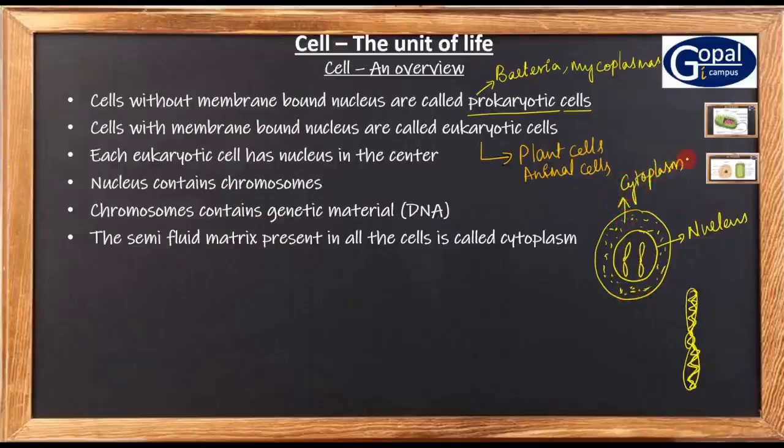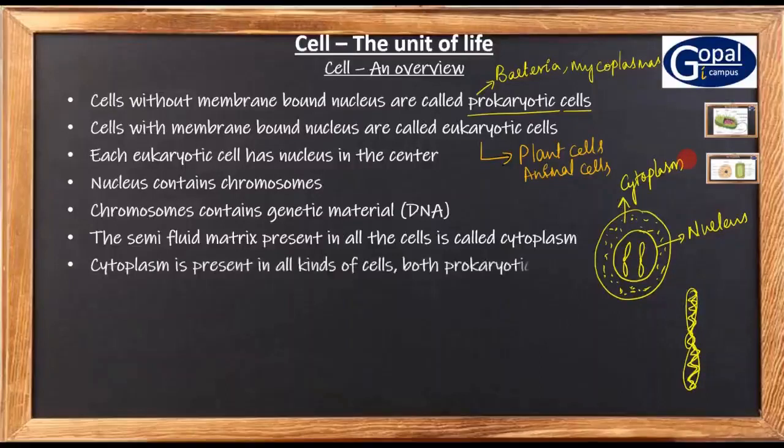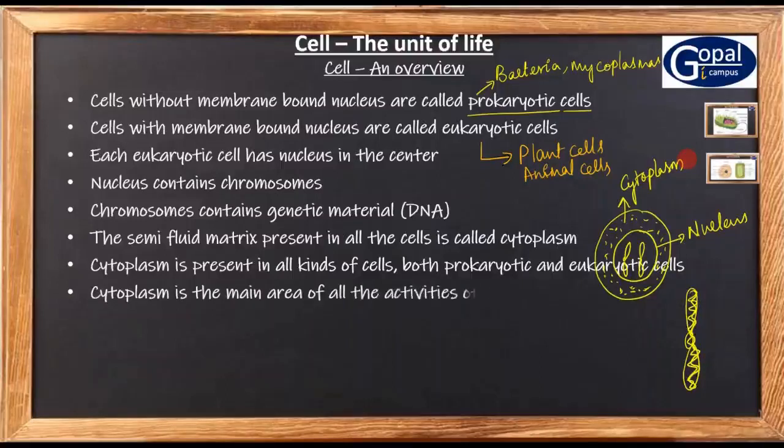The semi-fluid substance is called cytoplasm. And this cytoplasm is present in all kinds of cells. That means it is present in prokaryotic cells and eukaryotic cells, plant cells, animal cells. And this cytoplasm is the area where all the activities of the cell take place.